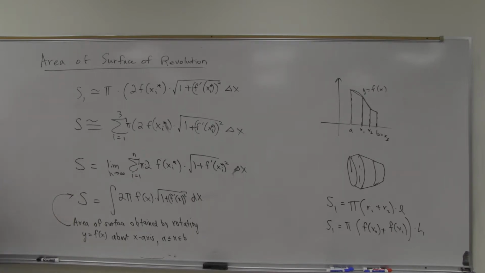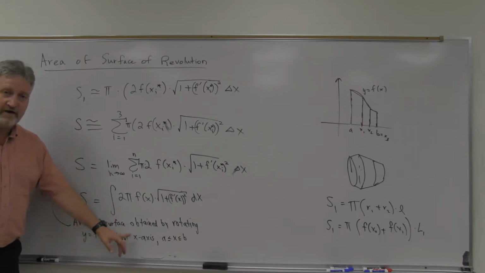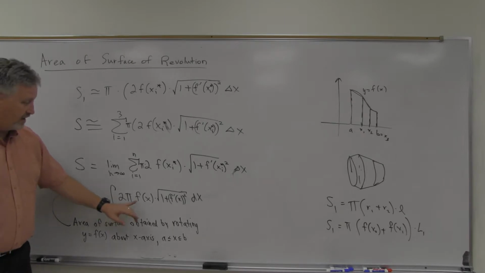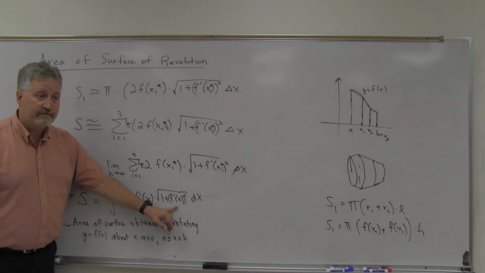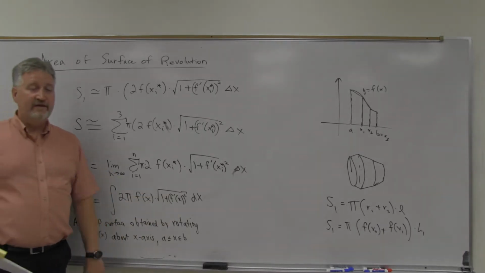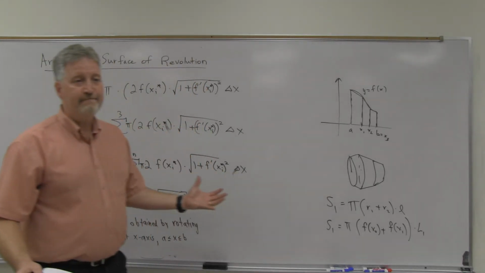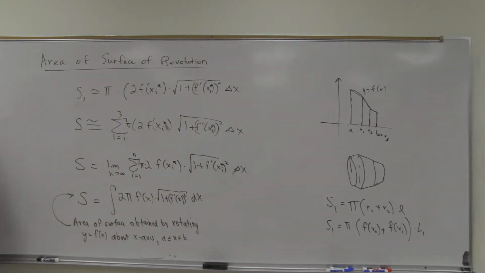And I don't think it's too hard to imagine, if I rotated a function about the y-axis, we would probably want x equals a function of y about the y-axis. And it would change to 2 pi f of y times the square root of 1 plus f prime of y squared dy. I don't know that I gave you any of those, but just FYI, okay? All right, so how about we try a couple of those? See what we run into with these.